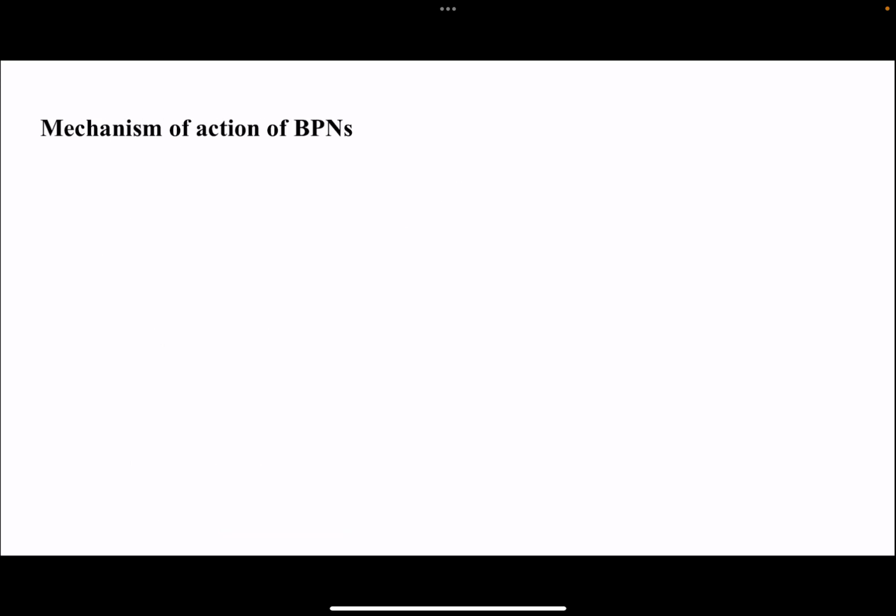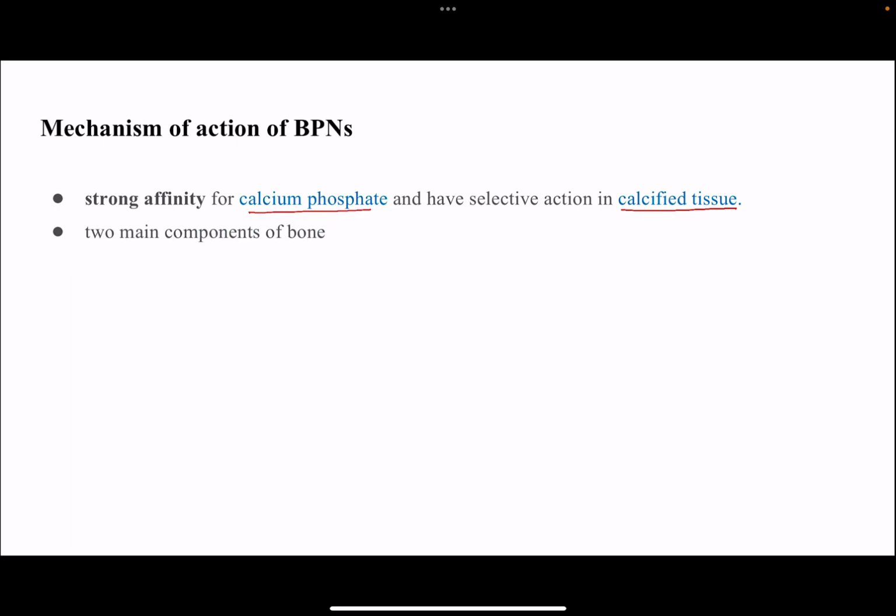So next, moving on to the mechanism of action of bisphosphonates. Please remember, bisphosphonates have a strong affinity towards calcium phosphate, and also selectivity towards the calcified tissue. Before going to that, let's understand the two important components of the bone: the protein matrix and the solid mineral phase, that is the hydroxyapatite. Basically bisphosphonates have high affinity towards the hydroxyapatite.